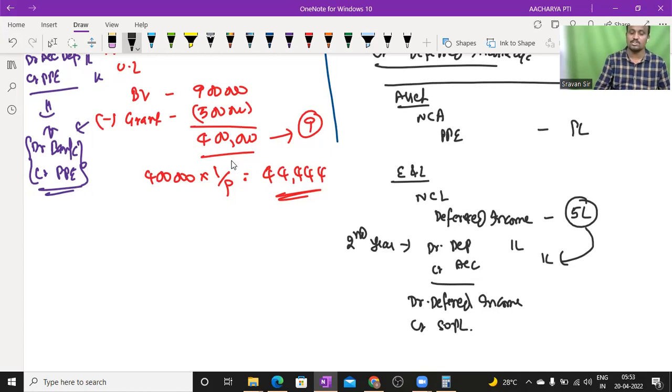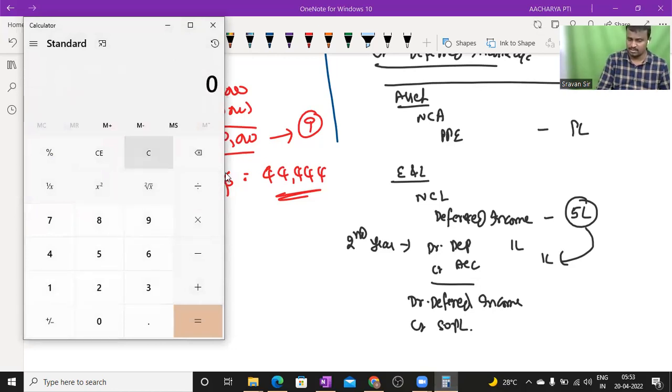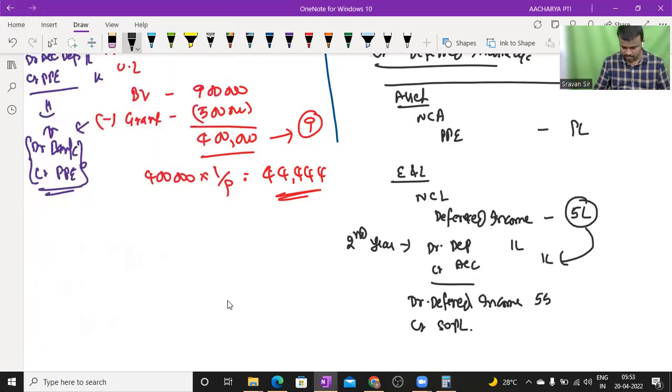So this 5 lakh is allotted over the remaining useful life in proportion to our depreciation. The rest of the useful life is 9 years. So 5 lakh by 9, how much amount? 55,555. This is what we are required to provide. So this is provided in the second year, in the third year, in the fourth. Every year we need to write it in this way.